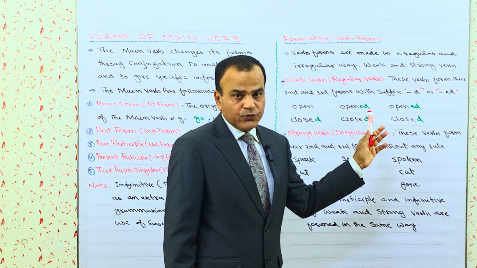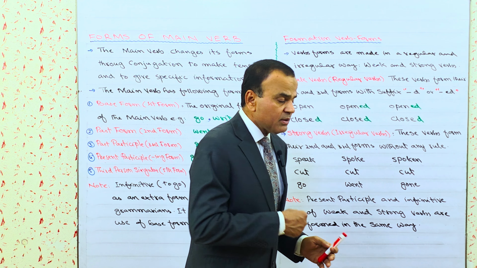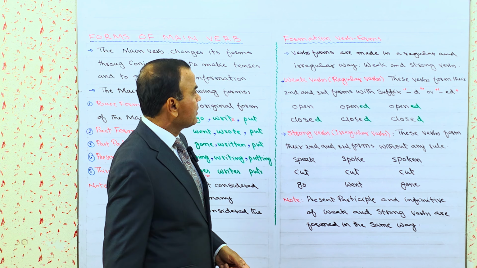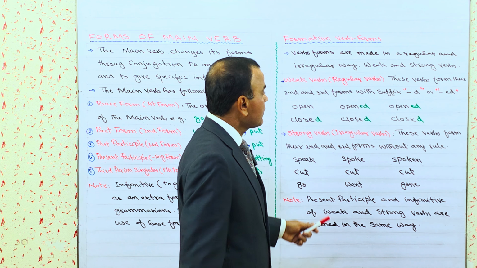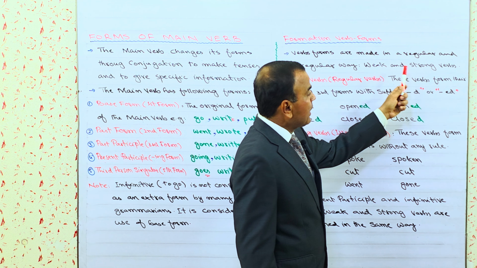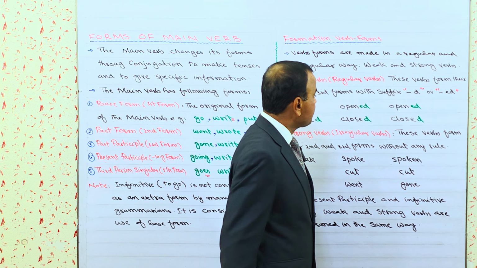But the first form aside, the second and third form of the verbs are made in two different ways, in a regular way or irregular way. We also call them weak and strong verbs. So what is the difference between them?